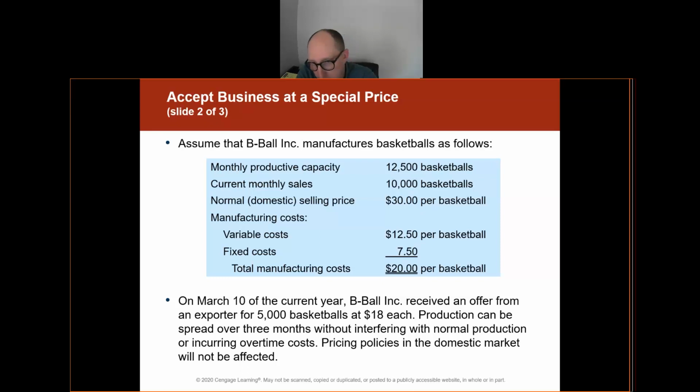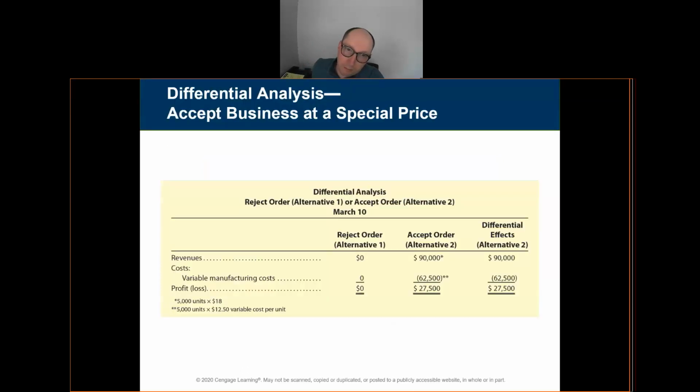Our current sales price domestically is $30 a piece. Our total current manufacturing cost is $20 a basketball. They want to buy it at $18 a piece. Now, based off of that data and this alternative data, what do we think? Do we make the decision to accept the offer or decline it, and why?